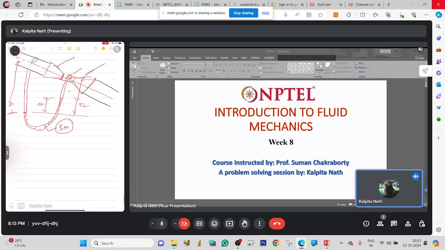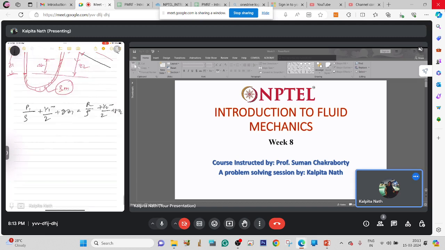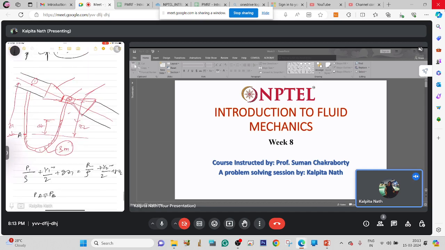Applying the Bernoulli equation between point 1 and 2: P1 by rho plus V1 square by 2 plus GZ1 is equal to P2 by rho plus V2 square by 2 plus GZ2. Pressure at point A and B are equal. Which one is point A and B? This is point A and this is point B.